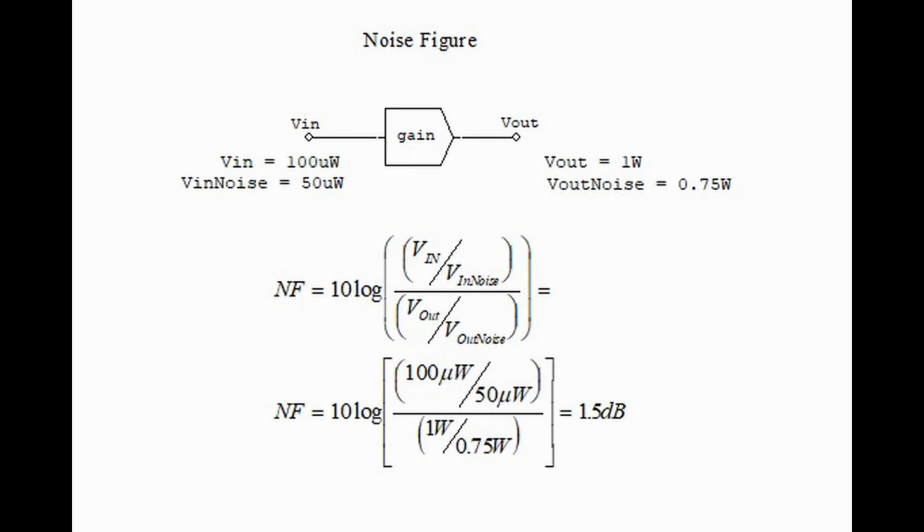The noise figure is calculated by saying it's 10 times the log of V in divided by V in noise, the whole thing divided by V out divided by V out noise. If you look at that formula long enough, it's signal to noise ratio of the input divided by signal to noise ratio of the output. Let's put in our numbers then and say it's 10 times the log of 100 microwatts divided by 50 microwatts, and then the whole thing is divided by 1 watt divided by 0.75 watts. When we get done with all the divisions, we find that we have a noise figure of 1.5 decibels.